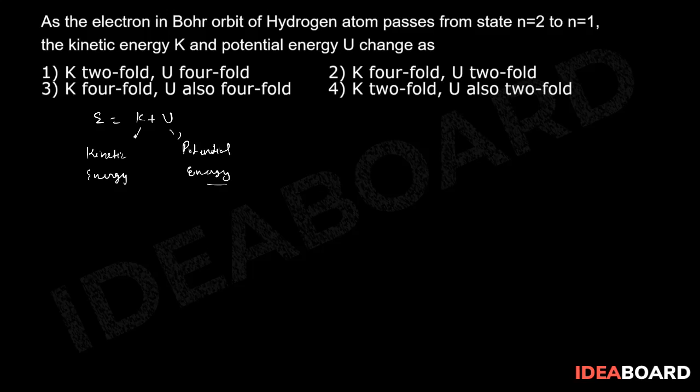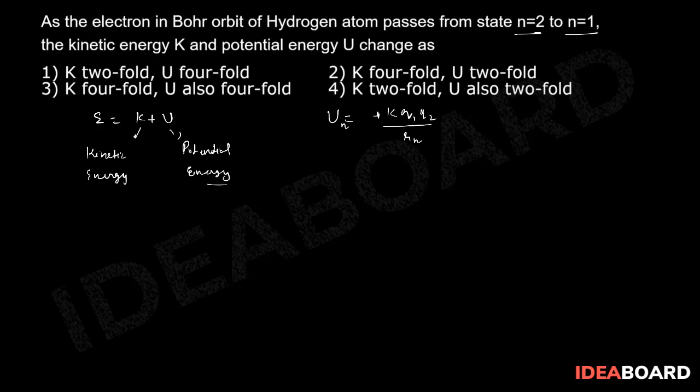Now they are not interested directly in E, they are interested in K individually and U individually. So now they are saying that n is equal to 2 and n is equal to 1. Correct. So we know that U is equal to minus K Q1 Q2 divided by Rn.